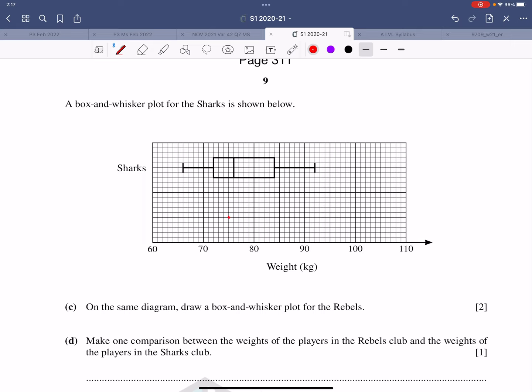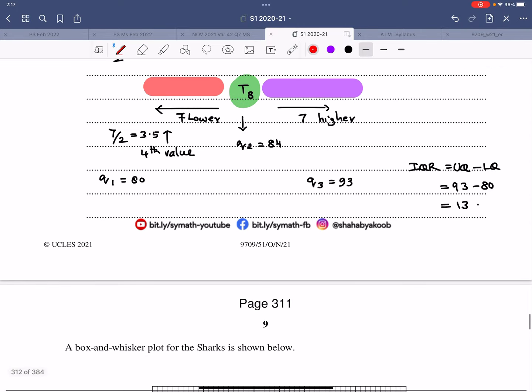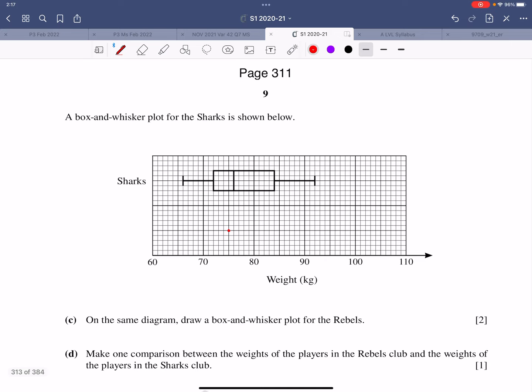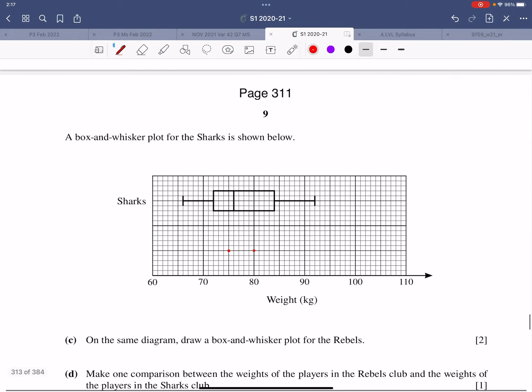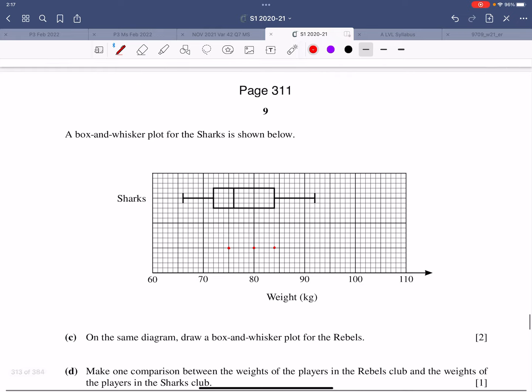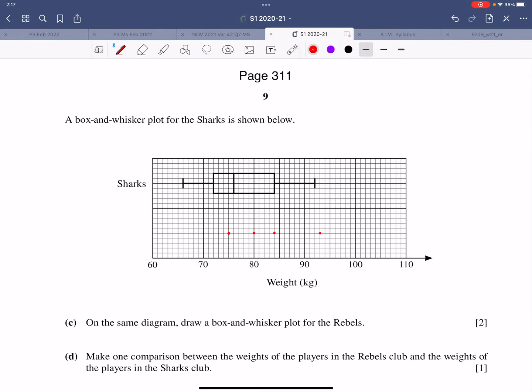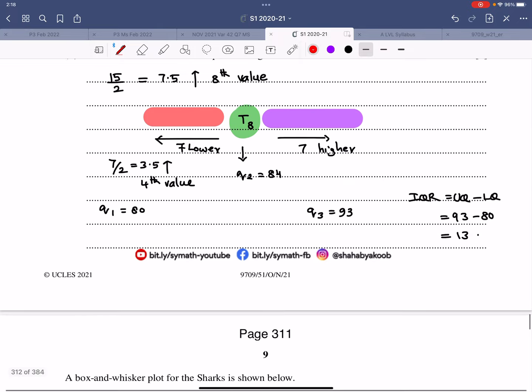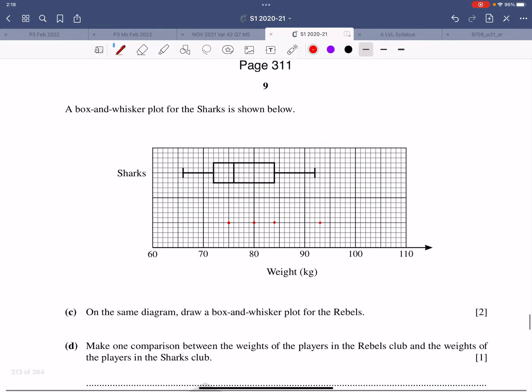Then I'll draw it of the same width as before. Then we have the median, which is 84. And the lower quartile is how much? Lower quartile is 80. So after 75, this is 80. After 80 is the median, which is 84. Then we have the upper quartile, which is 93. And last but not least, the highest value, which is 102.